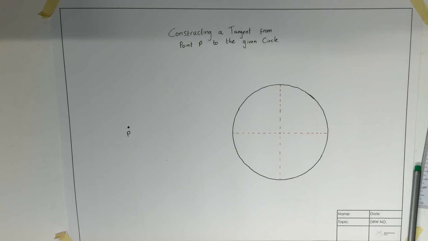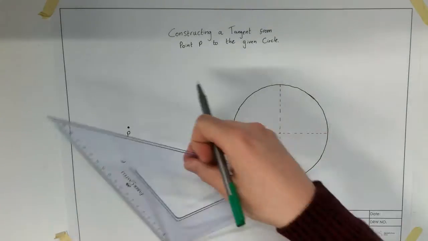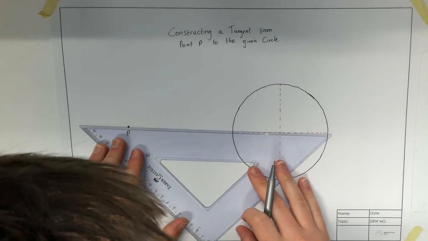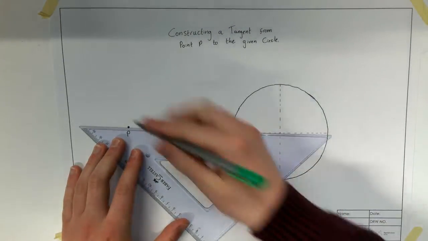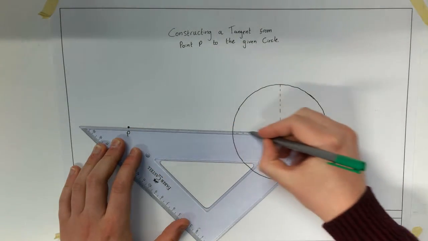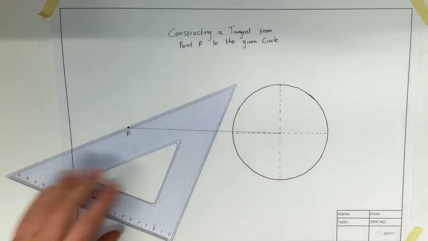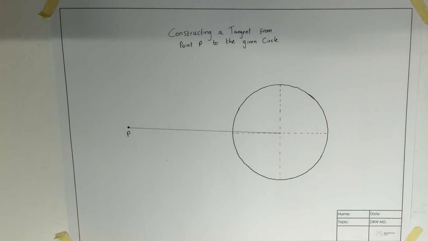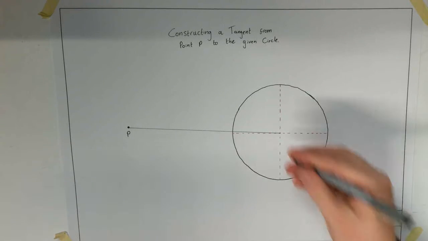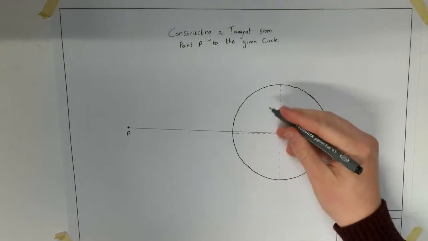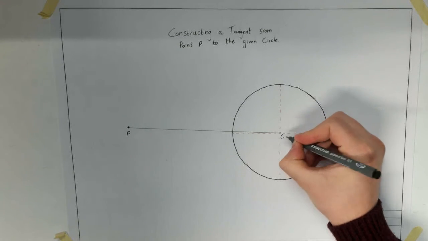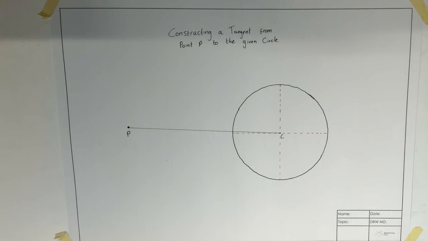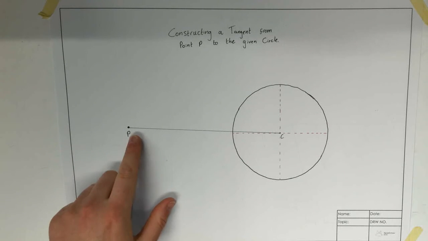So the first thing that we do is we join our point P to the center of the circle, like so. Okay, so the next thing we do after that is we bisect that line. I'm going to label this point C. C for center, that's the only reason that's point C. Okay, and P for point.